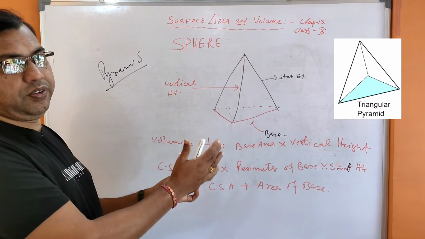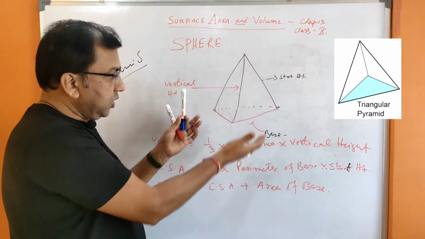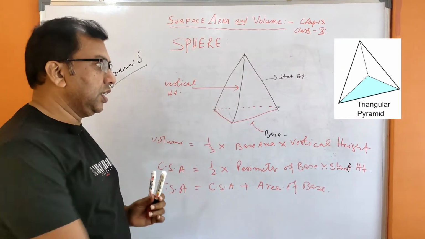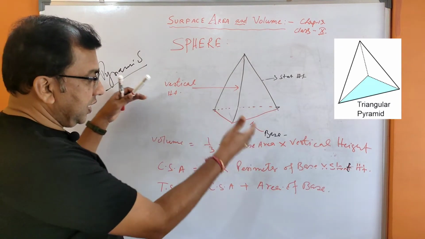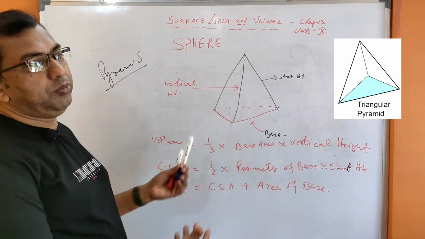Just clear the concept. What is base? What is slant height? What is vertical height? In case of rectangle, it is rectangular base. In case of square, it is square base. In case of triangle, it will be triangular base. In case of perimeter, triangular base perimeter, rectangle perimeter, square perimeter, you can find out.